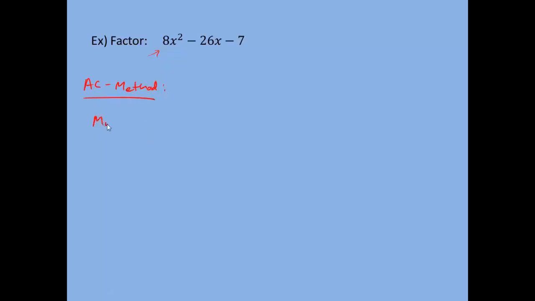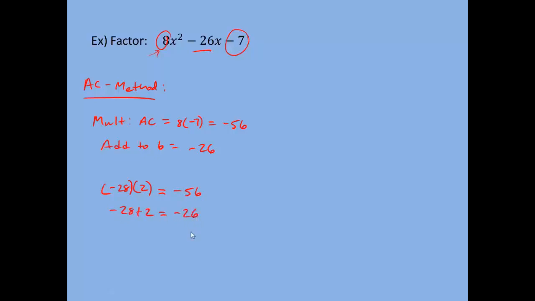And remember, we want numbers that multiply to whatever AC is. Well, AC is equal to, remember, A is whatever's in front of x squared, so it's 8 times negative 7, which is what C is. Make sure you take the sign with it. So we want numbers that multiply to a negative 56, and they also have to add to whatever B is, the middle coefficient, which is a negative 26. So numbers that multiply to a negative 56 and add to a negative 26, well, those numbers are going to be a negative 28 and a positive 2. Because negative 28 times 2 does give us negative 56. Negative 28 plus 2 does give us negative 26.